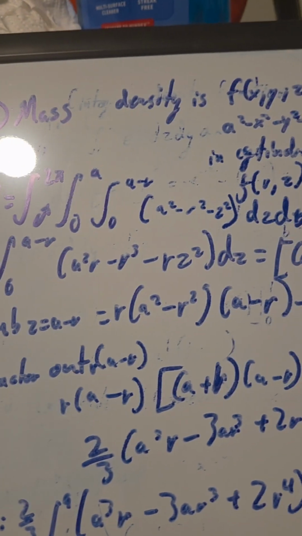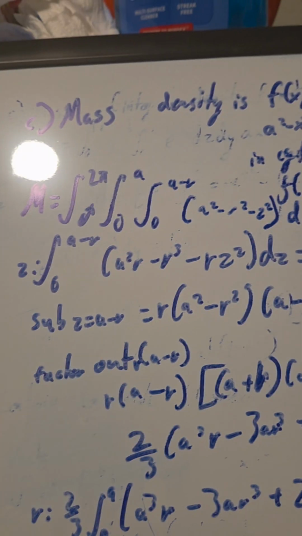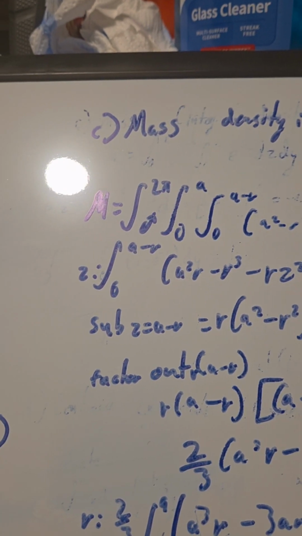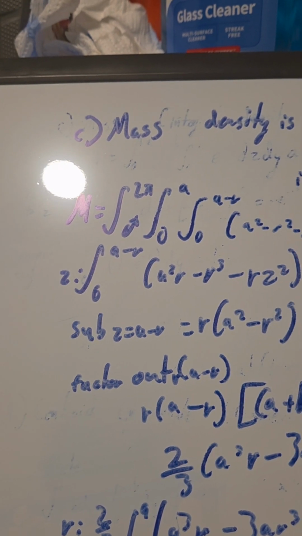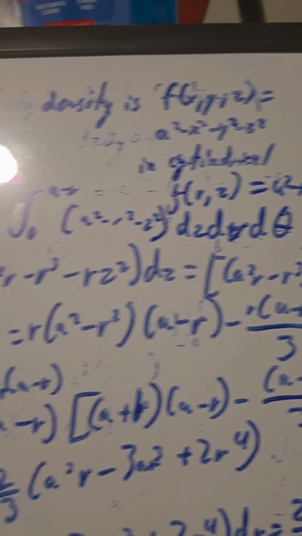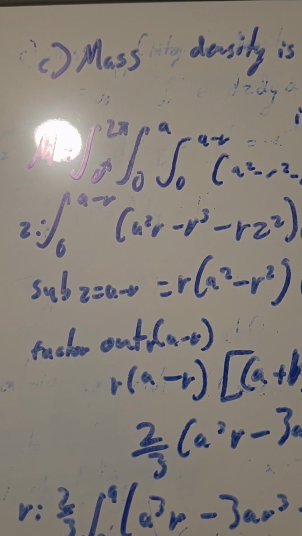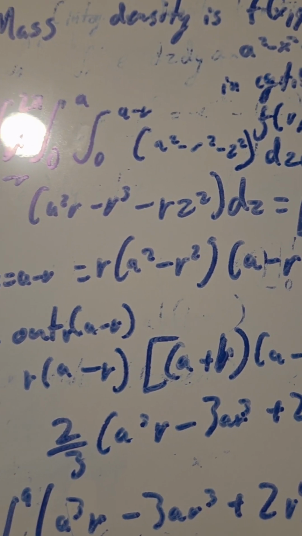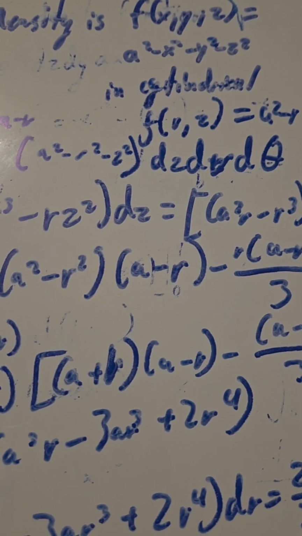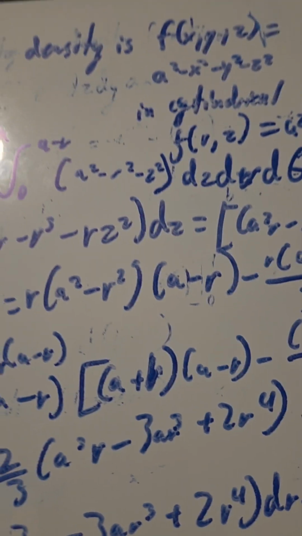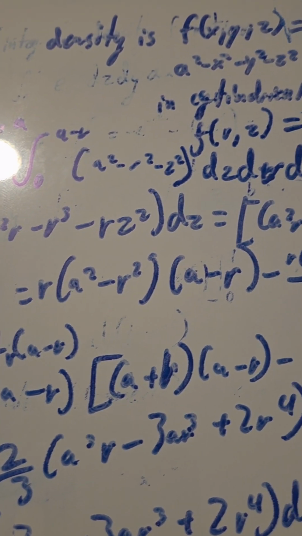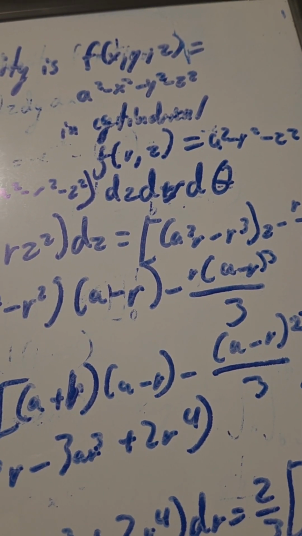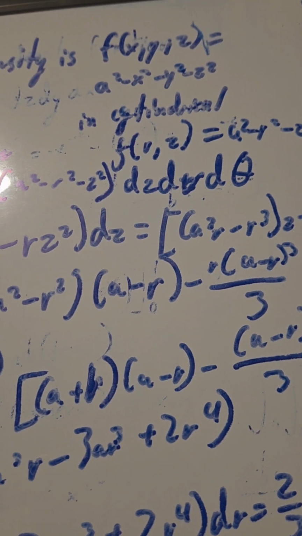Put that into mass, and start off by evaluating at z. That part's not too bad. You just evaluate with respect to z, as you can see I did here. Then I wound up substituting z with a minus r, which gives us r times (a squared minus r squared) times (a minus r) minus (a minus r) cubed, all of that over 3.